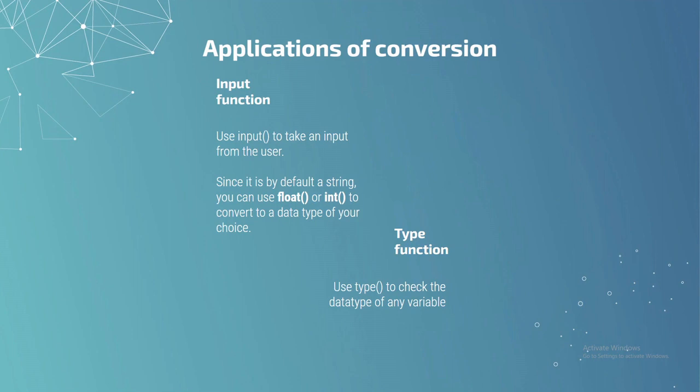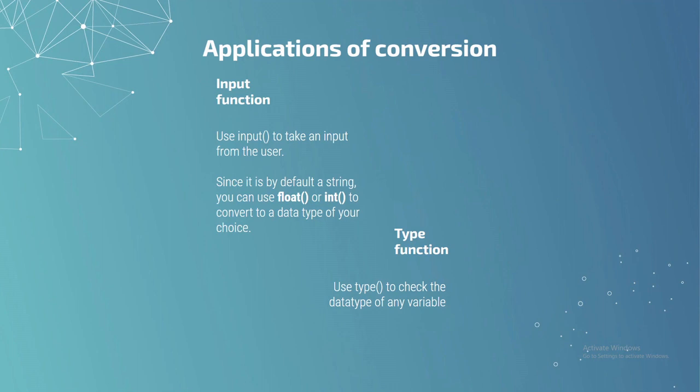Now let's look at the applications of data conversion and why exactly it's so important in today's world. First, one of the most important building blocks of Python code is the input function, where you take input from the user. You use the input function, and in the parentheses, you usually put a prompt and get the input from the user. However, the input function by default returns a string, so you have to use the float or the int data conversion functions to convert it into a data type of your choice.